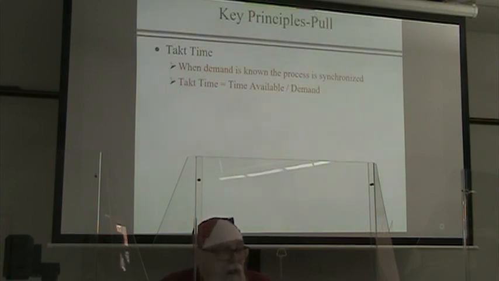So one of the things that we often do is we work off demand and look at how does that affect the amount of time and the amount of effort that we have to put in to make the product that customers want. So we use the term tact time, and strangely enough, tact is the German word for musical beat, like a drum beat. How a German word got into this whole thing, you've got me, since most of the words that we use in Lean are Japanese words.